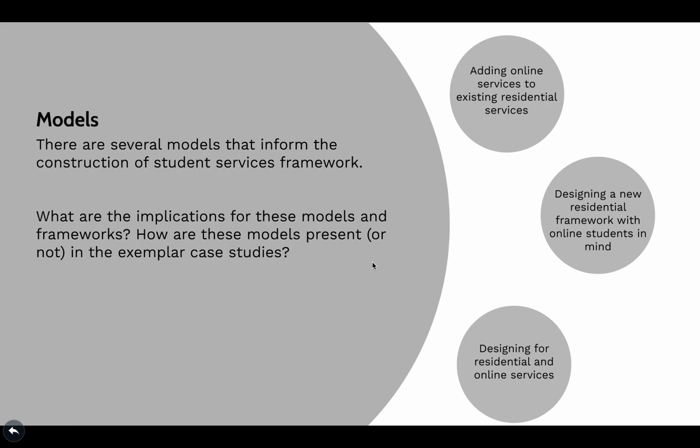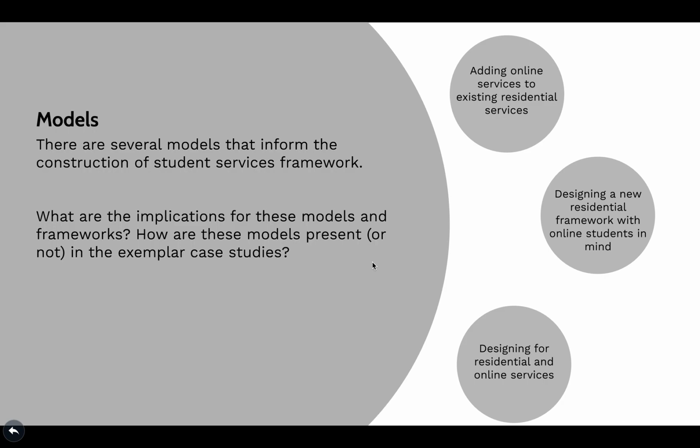Based on the research, here are some ways to conceptualize models when thinking about delivering hybrid student services. There are several models of conception, design, and objectives that will always influence the final product. For example, several existing residential services programs have attempted to build online frameworks by adding new online services to existing residential facilities. Another option is that some hybrid frameworks can be constructed when a new residential student services framework is being built. This allows for expanded consideration of both online, distance, and residential learner needs.